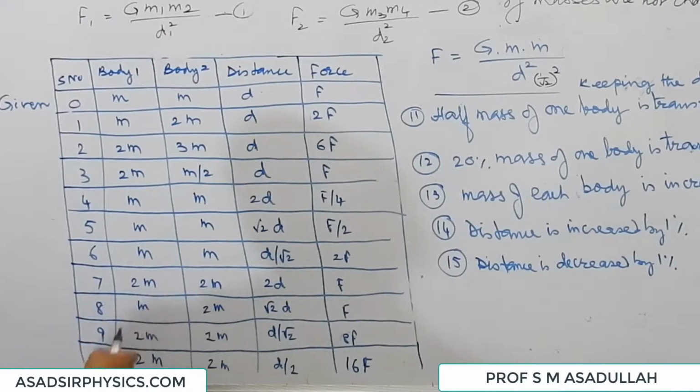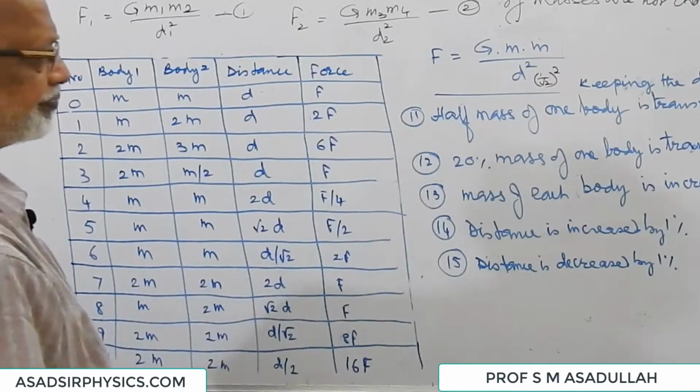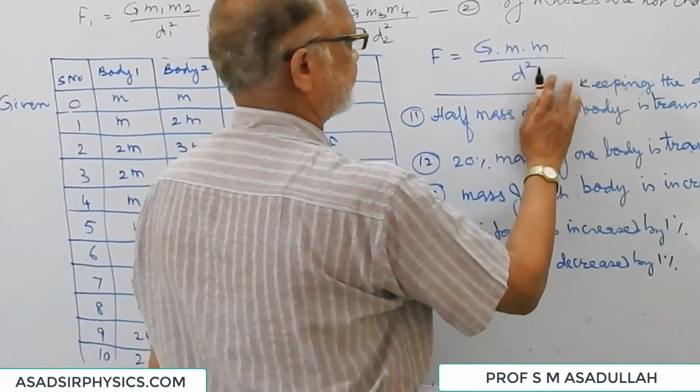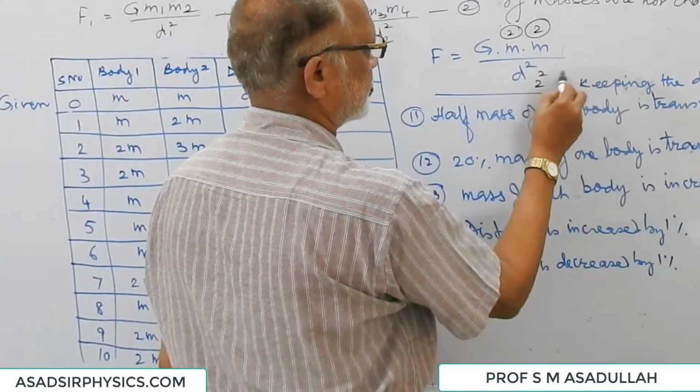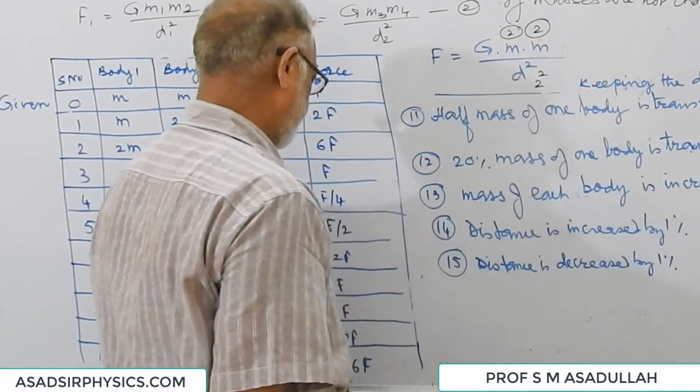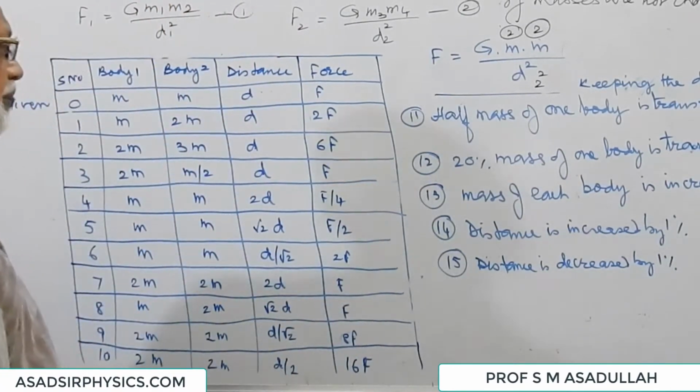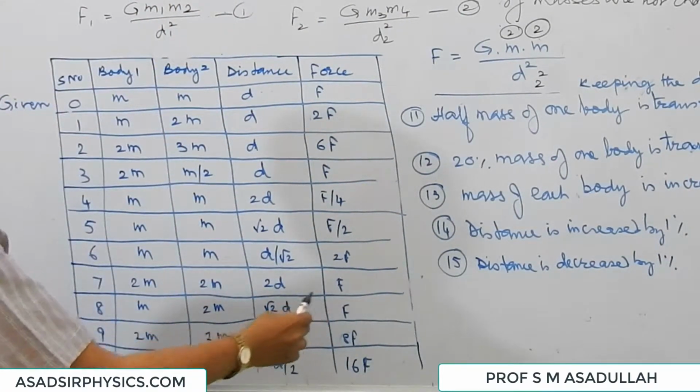Then both the masses are doubled. The distance is also doubled. What can be the new force? This is doubled, this is doubled, this is 2 squared. 4 in the numerator, 4 in the denominator, 4 by 4 is 1, so the answer is F.